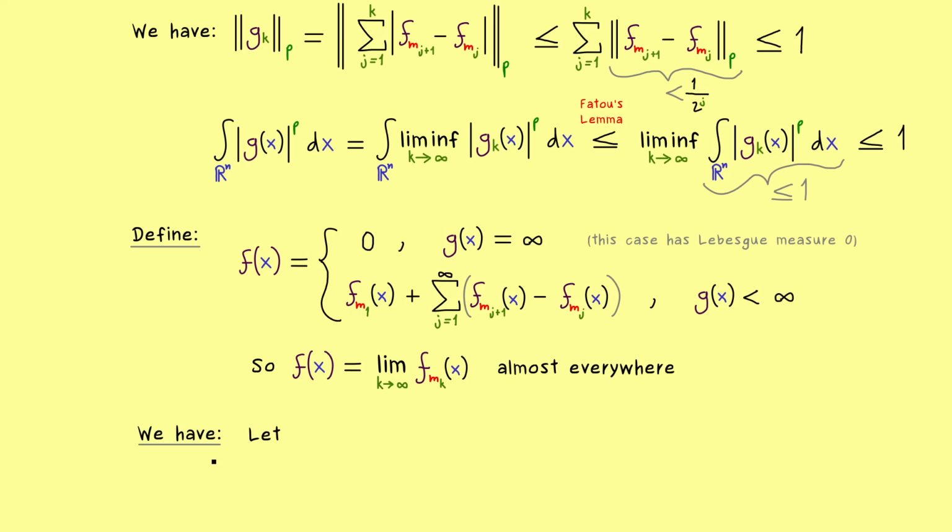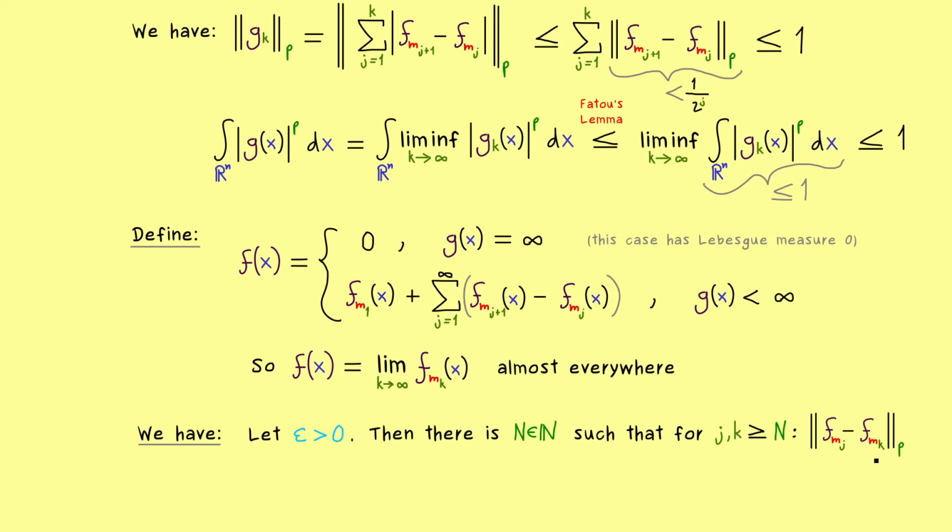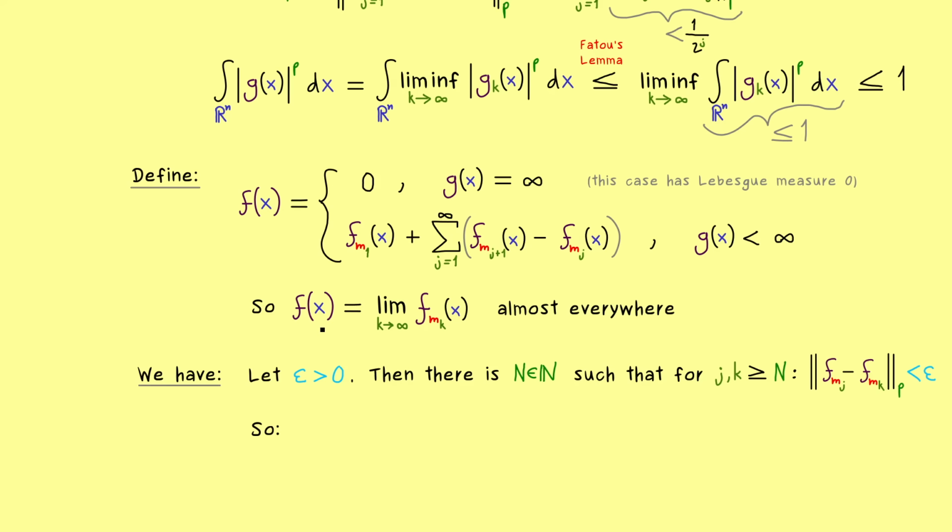So first, please remember that we are working with a Cauchy sequence here, so for every epsilon greater than 0, we can find an index that we can call capital N, such that for larger indices that we can call j and k, we get that the difference between the two functions is less than epsilon measured with the L^p norm. And this fact we now can use to estimate such a difference where the function f is involved.